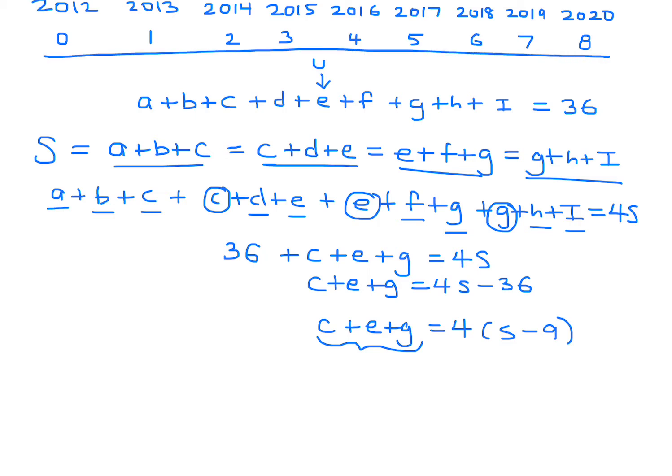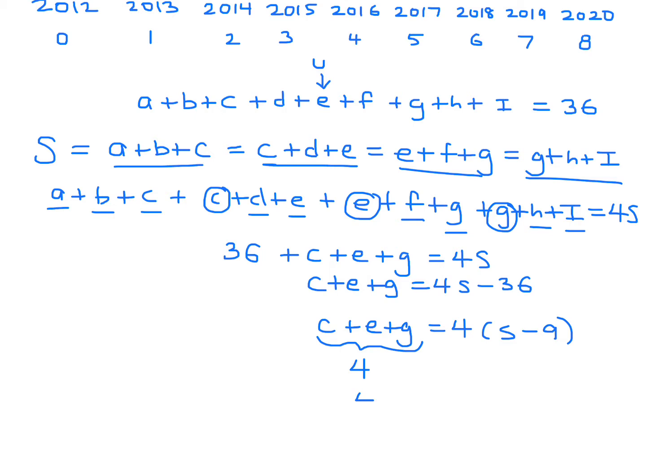So how can I make a sum that is a multiple of 4 and as small as possible using these numbers up here? Well, the smallest multiple of 4 is 4. There you go. That's it. That's the smallest you can make it, and it also obviously is a multiple of 4. So C plus E plus G has got to be 4.